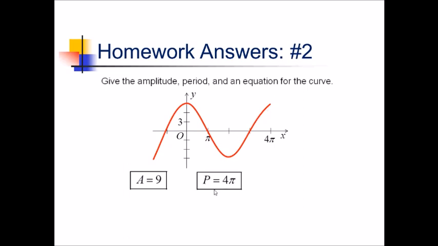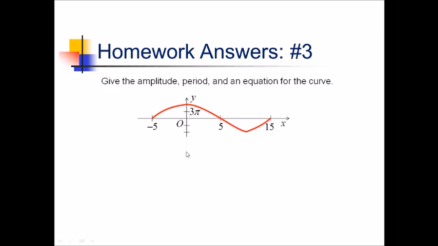The b value, which we need for the equation, is going to be 2 pi over that period. So that's going to come out to 1/2 for the b value. In terms of the trig function we're going to use, at the y-axis value here we're at the top of the wave, so that's going to be cosine. So a cosine of bx is our starting point. Then we can write y equals 9 cosine of 1/2 x.